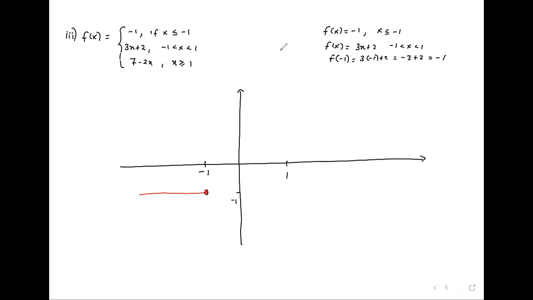And then we also do 0 because 0 is in between -1 and 1. We also like 0 because it will tell us the y-intercept. It will tell us where the graph will cross the y-axis. So we'll have 3 multiplied by 0 plus 2, which is 2. And then we also get 1. 3 multiplied by 1 plus 2, this will be 5. Okay, so it will go all the way up to 5. There it will be open.